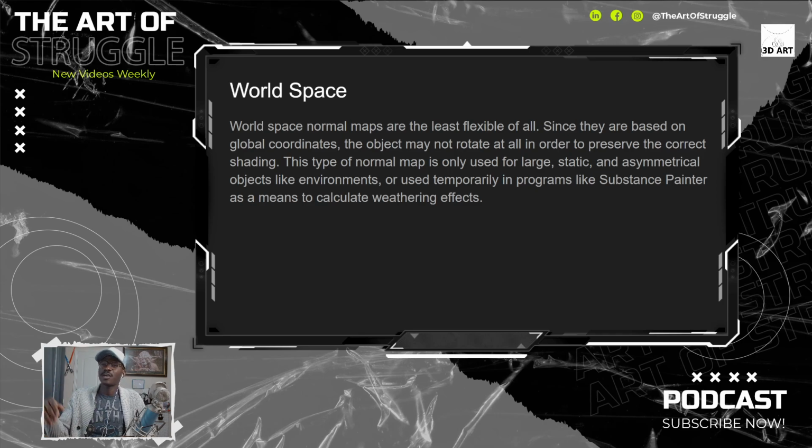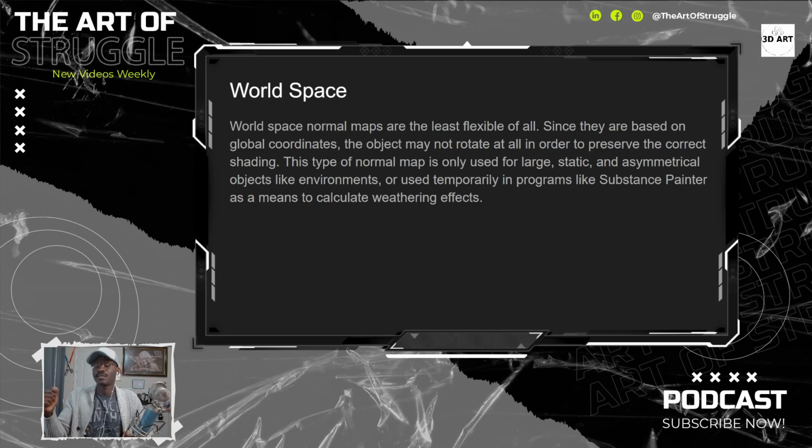So when we go to the final, which is world space normals, they are at the least flexible of all since they are based on the global coordinates. Usually you use this for like maps, like giant maps will use world space normal maps, right? They're very stationary. They're not moving anywhere, right? If I'm doing like a giant swatch of land or a level, right? These rocks ain't going nowhere. This building, this archway isn't going anywhere. I can use it for that. So this type of normal is only used on large, static, and asymmetrical objects like environments.